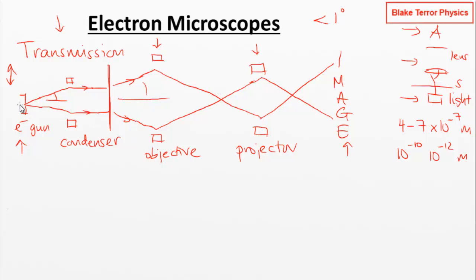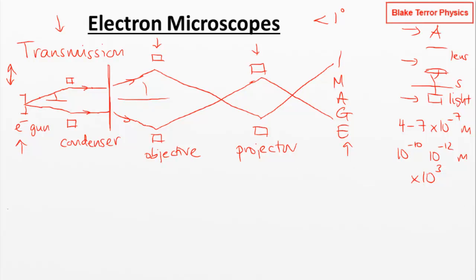But the quality of your electron gun and the quality of your electromagnets will all add to the resolution that you're going to get out of your electron microscope. But even then, we're still getting maybe 1,000 times the resolution compared to an optical microscope. So that's the transmission microscope.